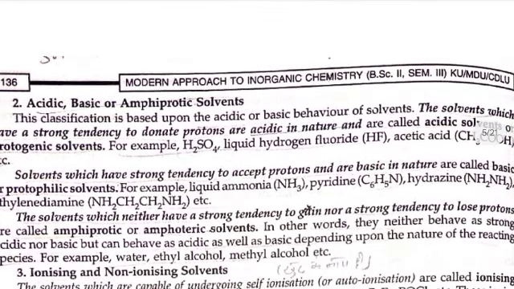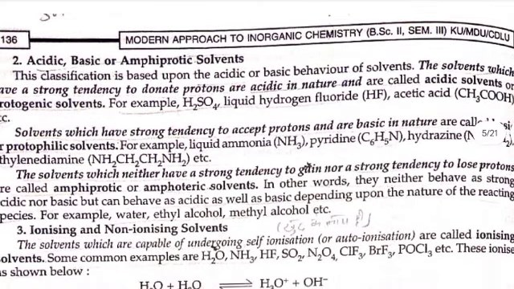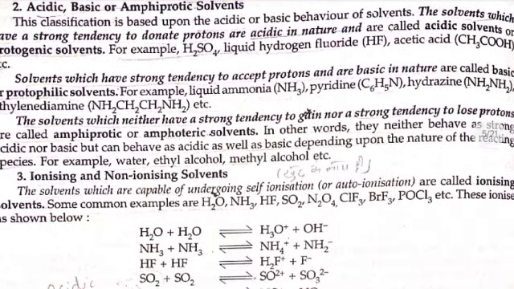Acidic, basic or amphiprotic solvents. This classification is based upon the acidic or basic behavior of solvents. The solvents which have a strong tendency to donate protons are acidic in nature and are called acidic solvents or protogenic solvents. For example, H2SO4, liquid hydrogen fluoride, acetic acid, etc. Solvents which have a strong tendency to accept protons and are basic in nature are called basic or protophilic solvents. For example, liquid ammonia, pyridine, ethylene diamine, etc.